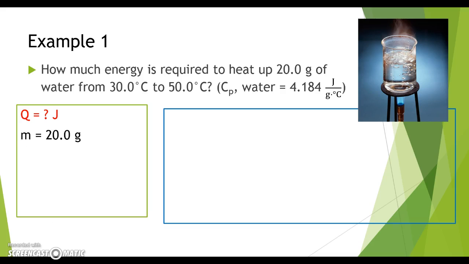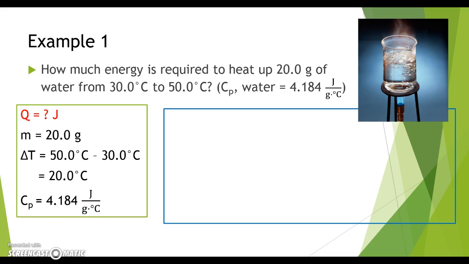We're given the mass of the water, which is 20 grams. We know the temperature change is 20 degrees Celsius since it goes from 30 degrees Celsius up to 50 degrees Celsius. And lastly, our given specific heat capacity is 4.184 joules per gram degrees Celsius. So first we write down our equation. Q equals m delta T Cp.